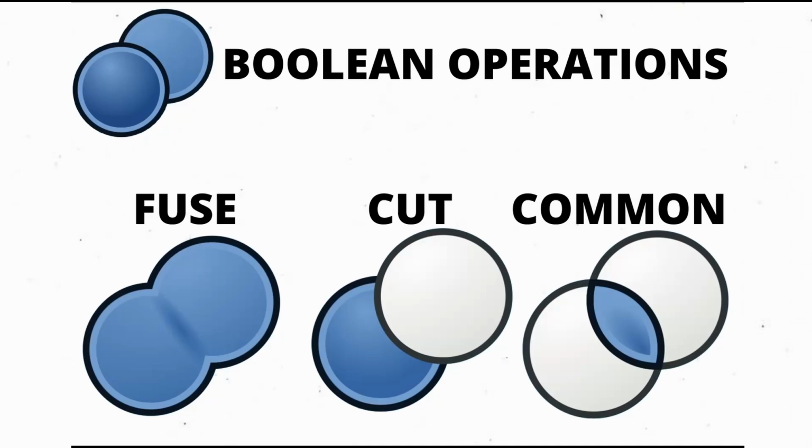Fuse, also called union, merges two solids into one. If two parts touch or overlap, they become a single object. No gaps, just one clean shape.